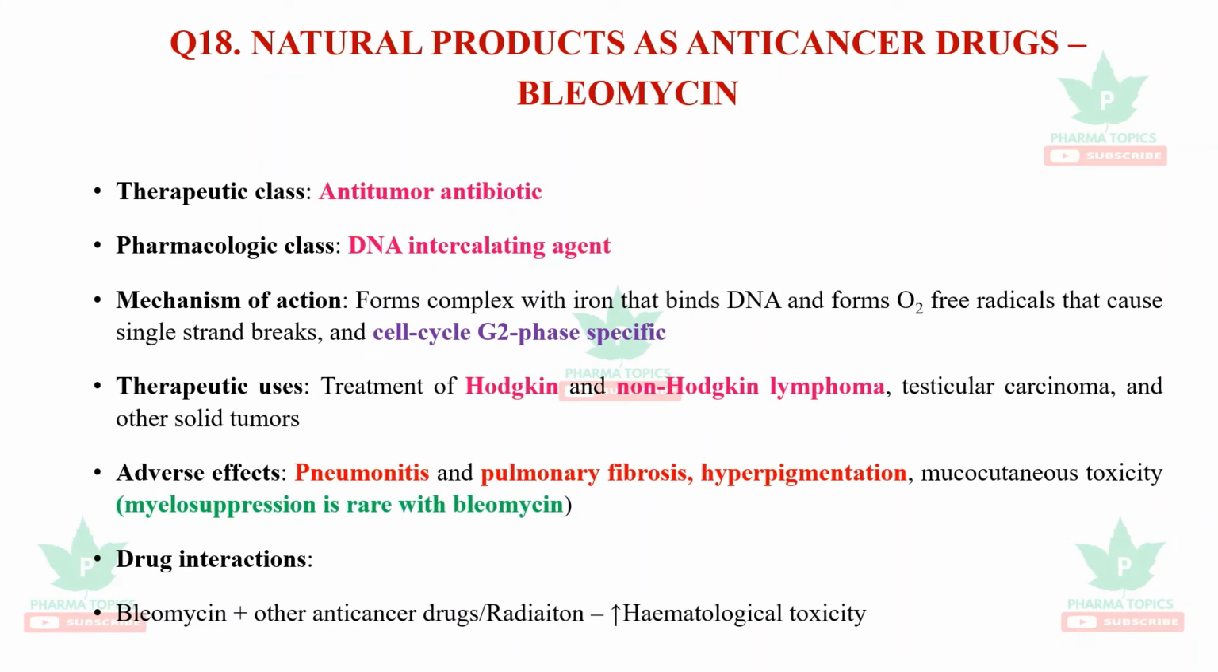Question number 18, a short note on bleomycin. It's an anti-tumor antibiotic, DNA intercalating agent. It forms a complex with iron and binds with the DNA and forms free radicals that damage the DNA and break it. It is cell cycle G2 phase specific. It is used in treatment of Hodgkin's and non-Hodgkin's lymphoma, testicular carcinoma. The adverse effects include pneumonitis, pulmonary fibrosis, and hyperpigmentation. It is one of the drugs where myelosuppression is very rare. With other anti-cancer drugs and radiation, it increases the hematological toxicity.